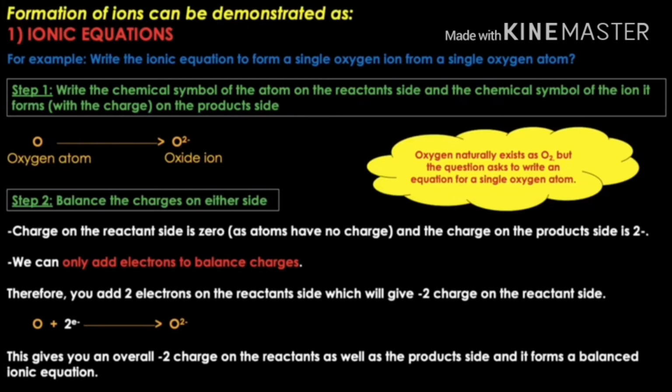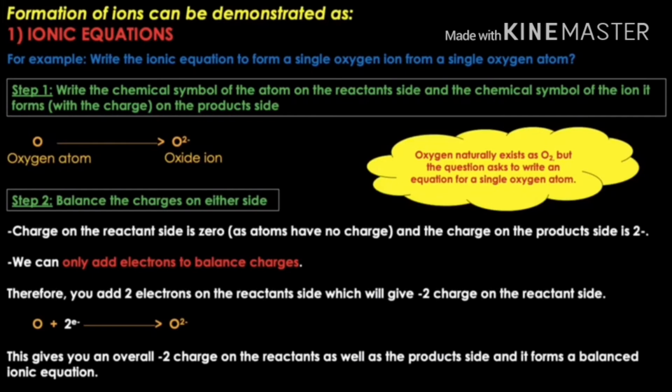Step 1. Write the chemical symbol of the atom on the reactant side and the chemical symbol of the ion it forms on the product side. Make sure to include the charges of the ion. Step 2. Balance the charges on either side. Looking at the equation above, the charge on the reactant side is 0, as the atoms have no charge, and the charge on the product side is 2-.